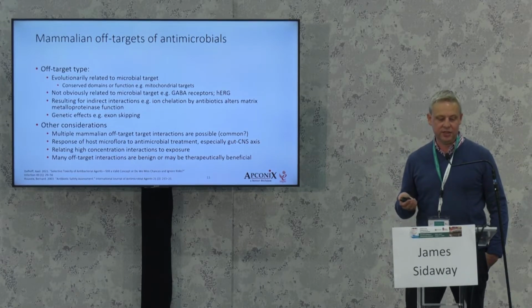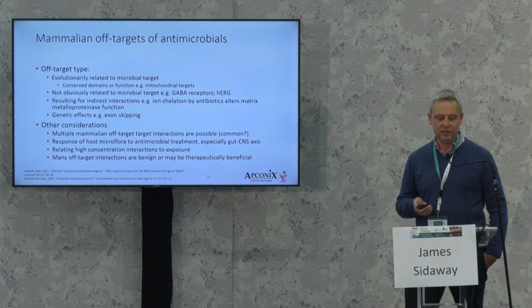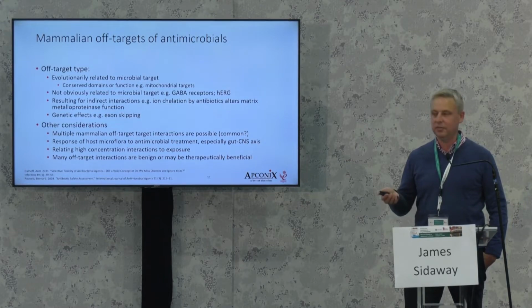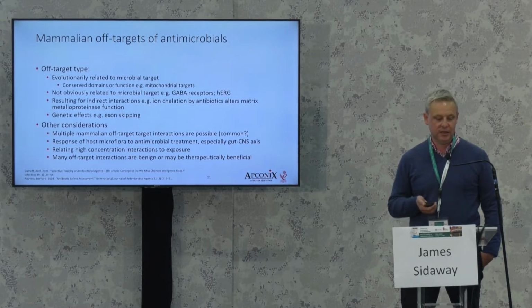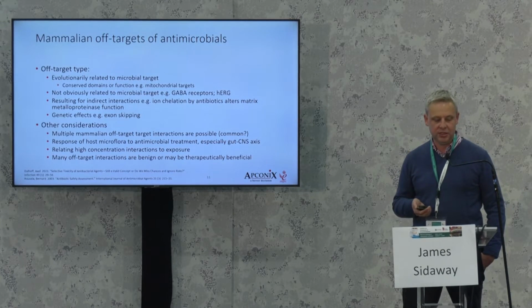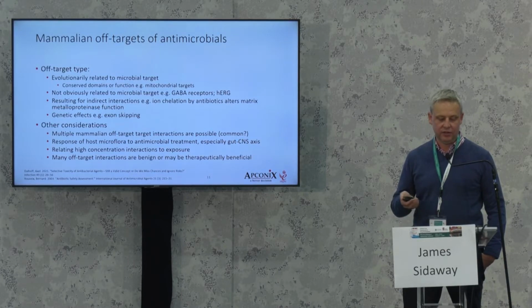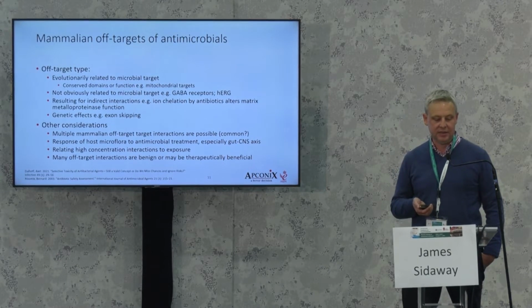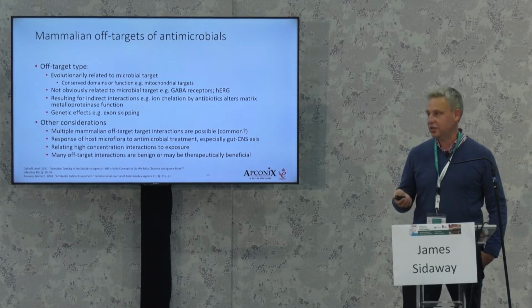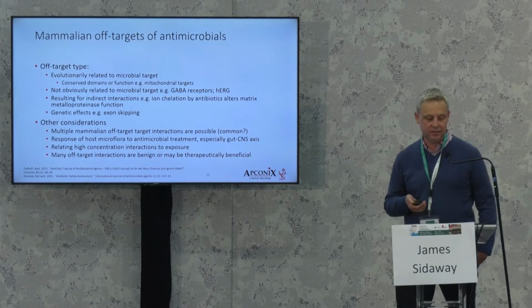There are targets that aren't obviously related to the microbial target. So GABA receptors and the hERG ion channel aren't obviously related, but they are known to be off targets of some antibiotics. There are other mechanisms that aren't like classical pharmacology. So you can get chelation of key ions, which might affect certain target proteins. And then other antibiotics have been known to cause exon skipping, so have genetic effects.